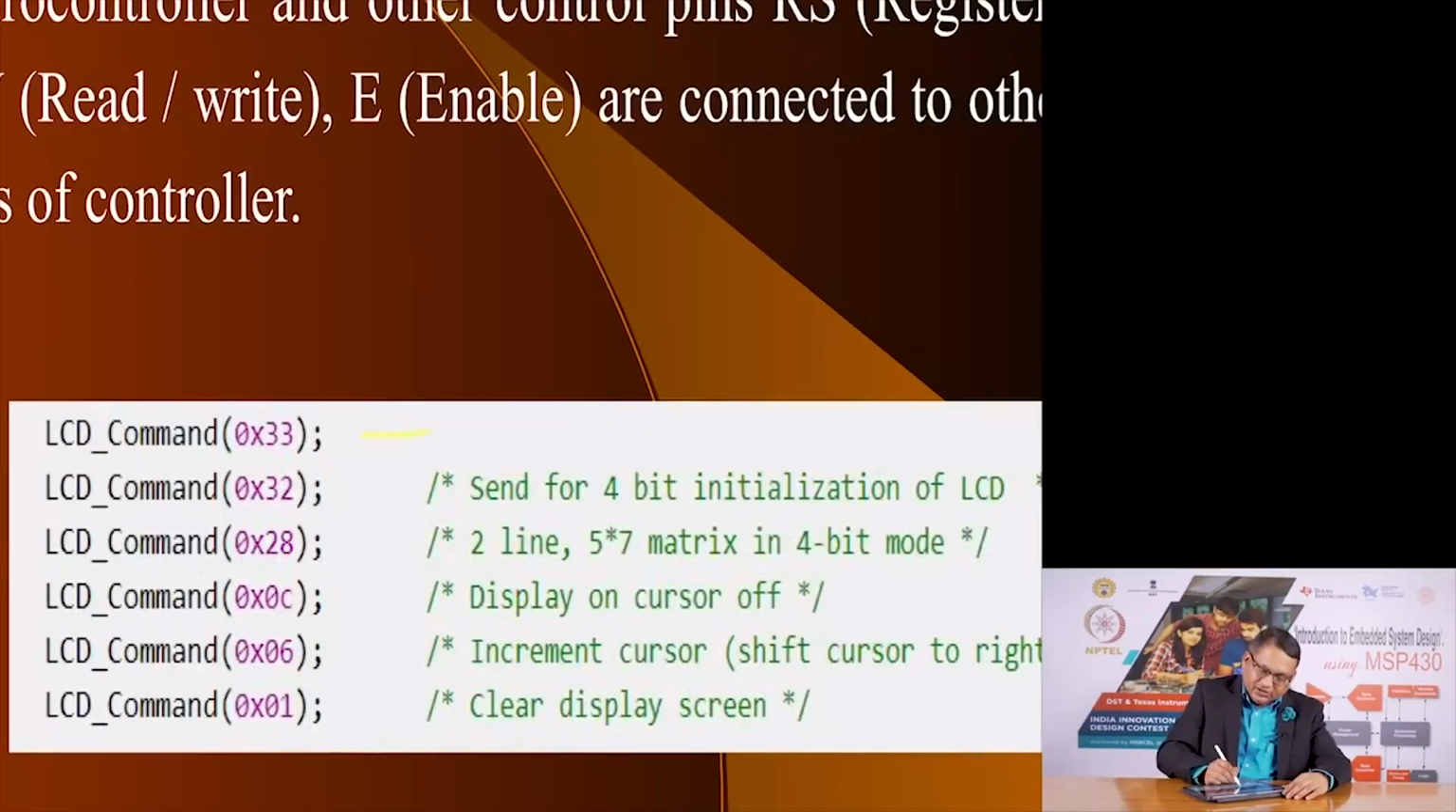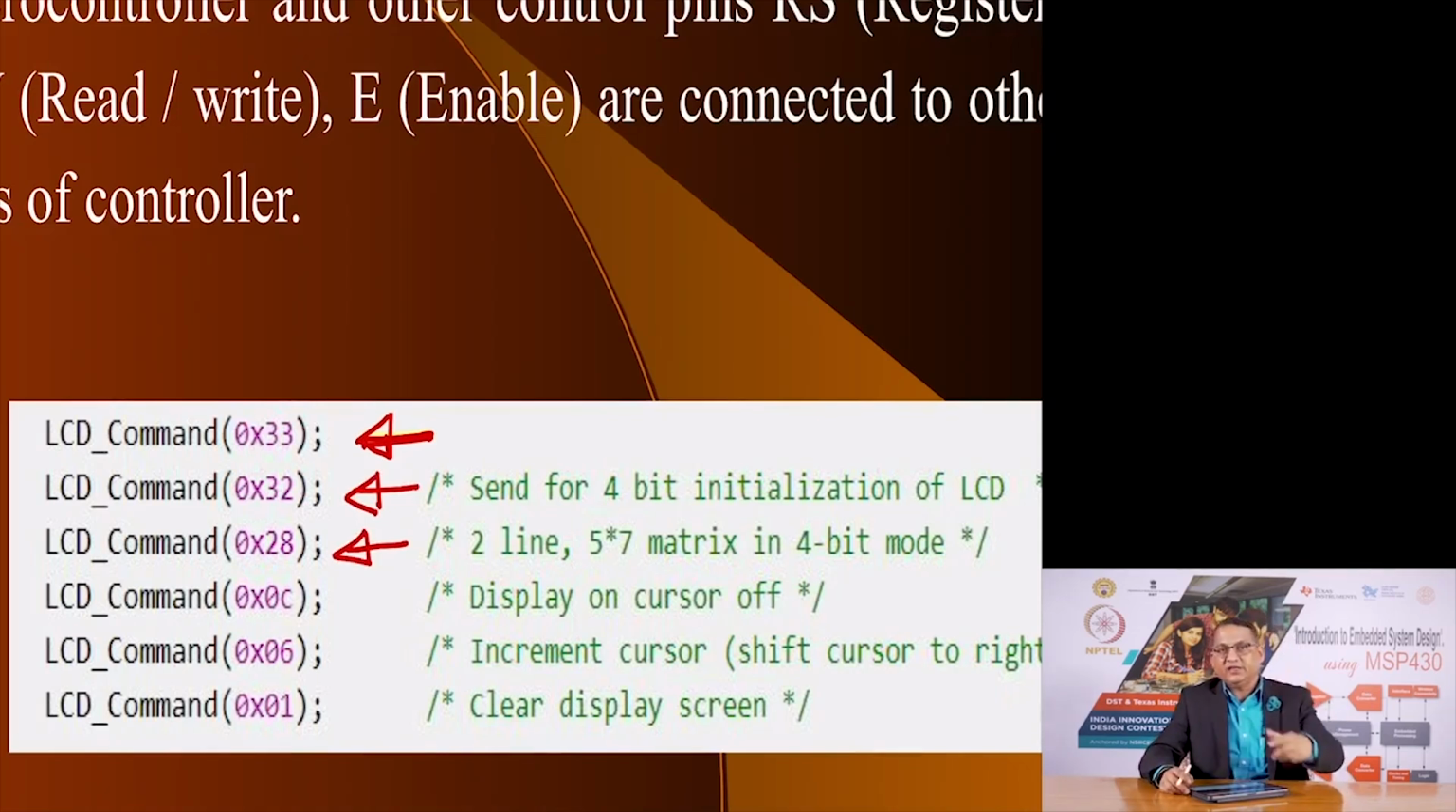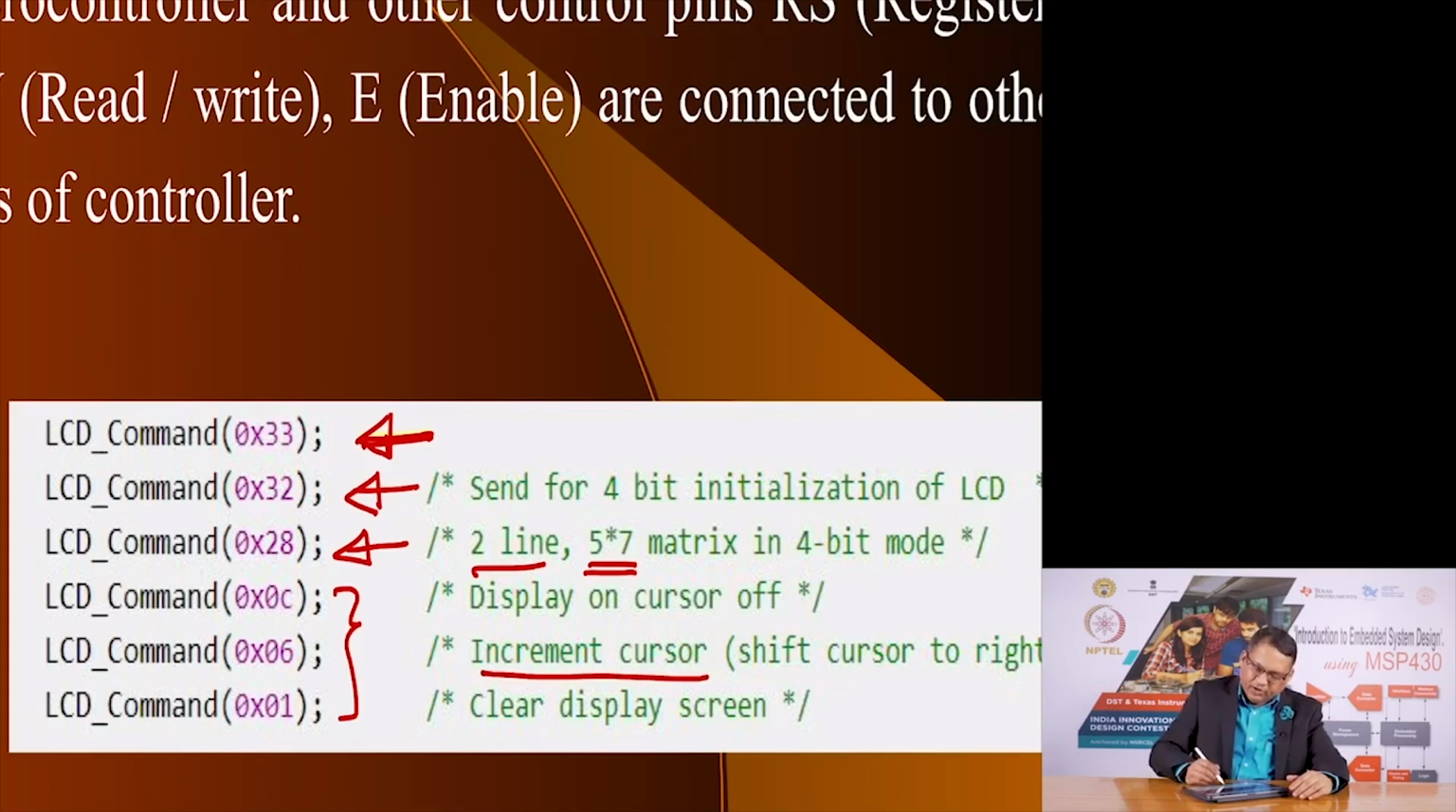You send the information like this, say you send a value called 33. 33 is in hexadecimal, then you send 32 and then you send 28. When you send these 3 bytes, it conveys to the LCD controller that you want to communicate with the LCD controller in a 4-bit mode, and you want to have 2 lines, and each of the lines will have characters which are defined as a 5/7 matrix. And then there are additional commands where you are turning the cursor off, you want the cursor to increment automatically, and you want to clear the display screen, so that any previous information is cleared off.